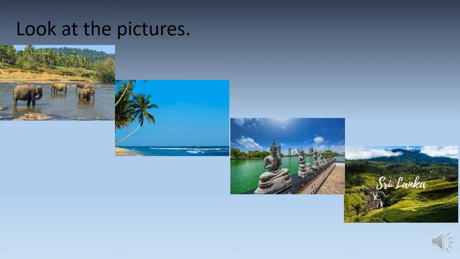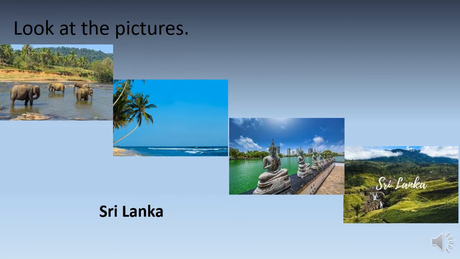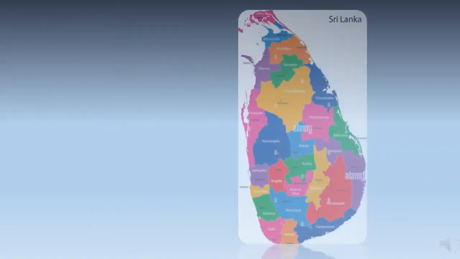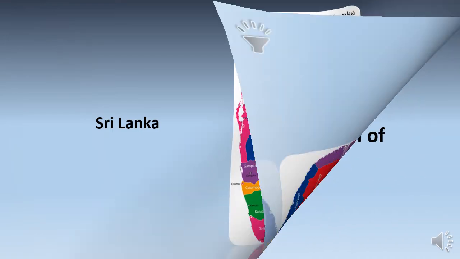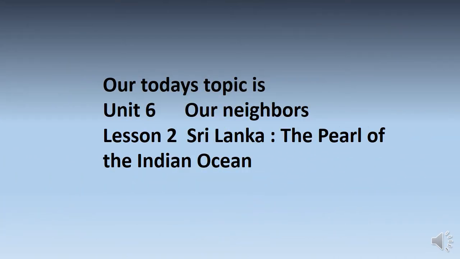And what are they about? Yes, they are of hills, waters and scenic beauties. These are the pictures of Sri Lanka. Okay dear students, this is the map of Sri Lanka. Our today's topic is Unit 6, Our Neighbors, and Lesson 2, Sri Lanka, the Pearl of the Indian Ocean.